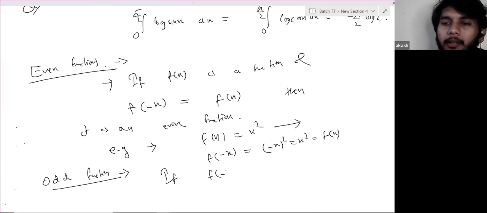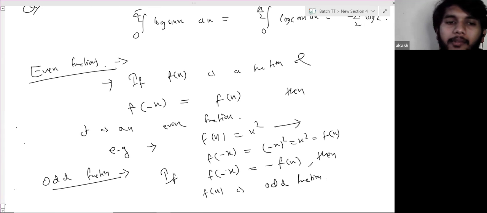Sir, can you explain again? All right, I'll explain. If f of negative x is minus of f of x, it is an odd function. First write it down. I'll explain by an example. Write both these things.